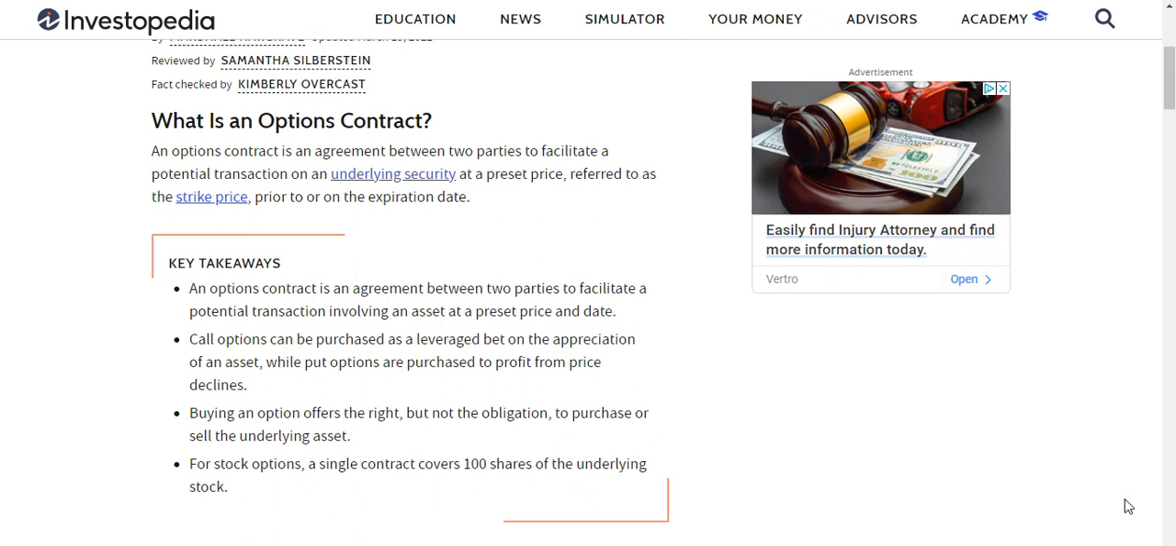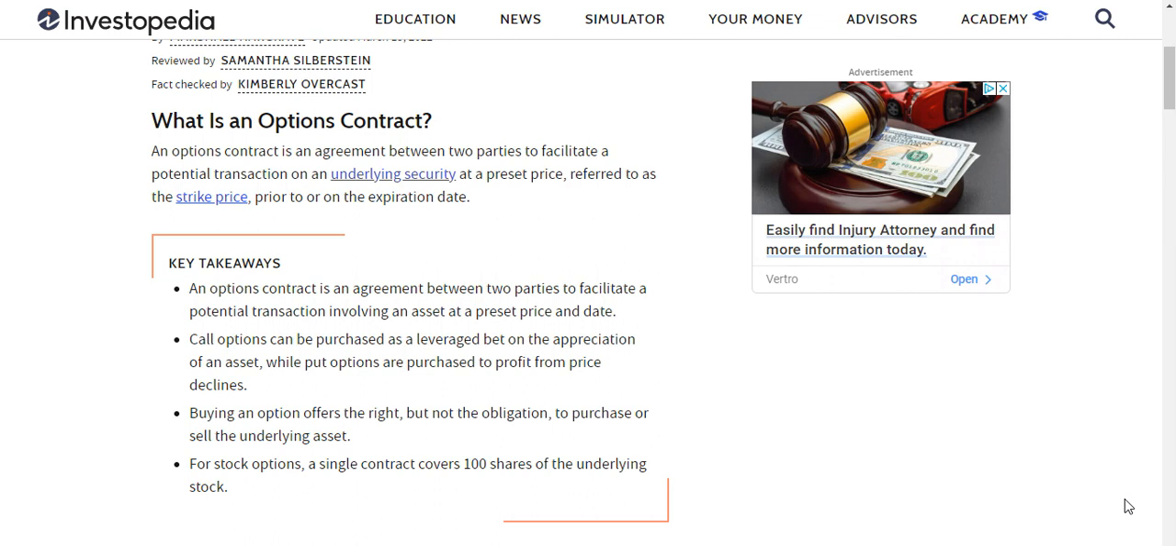So I'm just going to read what it says here. Basically, there are only two types of options contracts that you can take out. You can take out a call option if you think the price of a stock is going to rise above a certain price. But on the flip side, if you think the price of a stock is going to fall below a certain price, then you would take out a put option. And this is an important thing to understand.